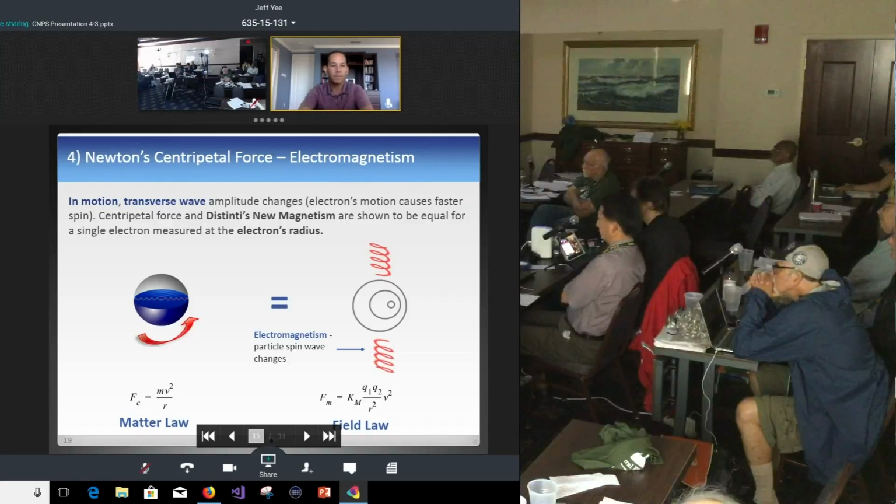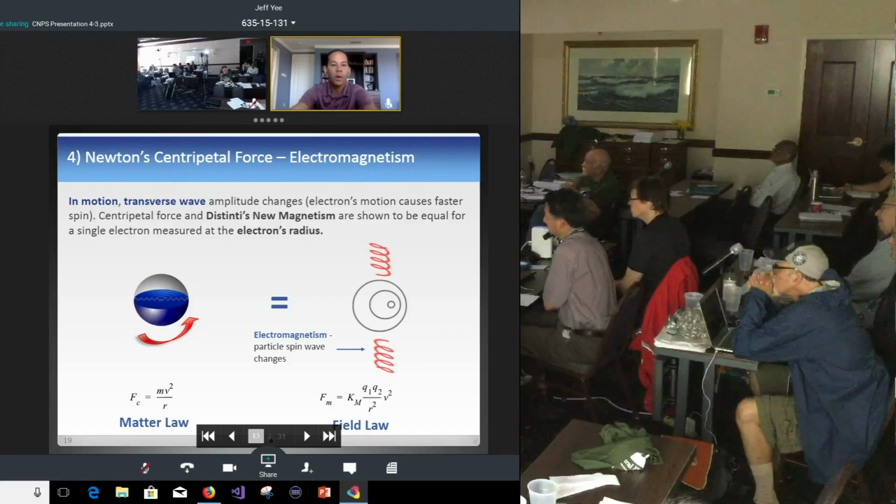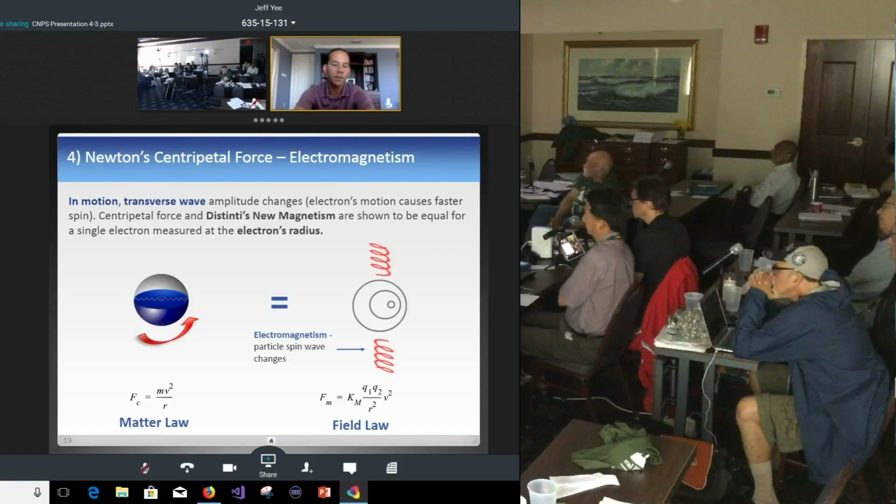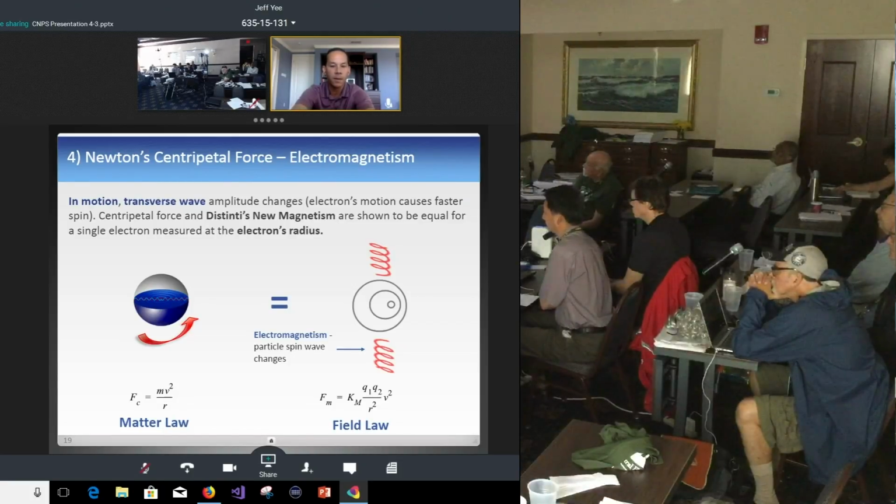Okay, now the fourth one. Now it was longitudinal waves shown in the icons. Now in motion, a transverse wave amplitude changes for an electron in motion, electromagnetism. And this was related to another of Newton's laws, which can be derived to centripetal force.